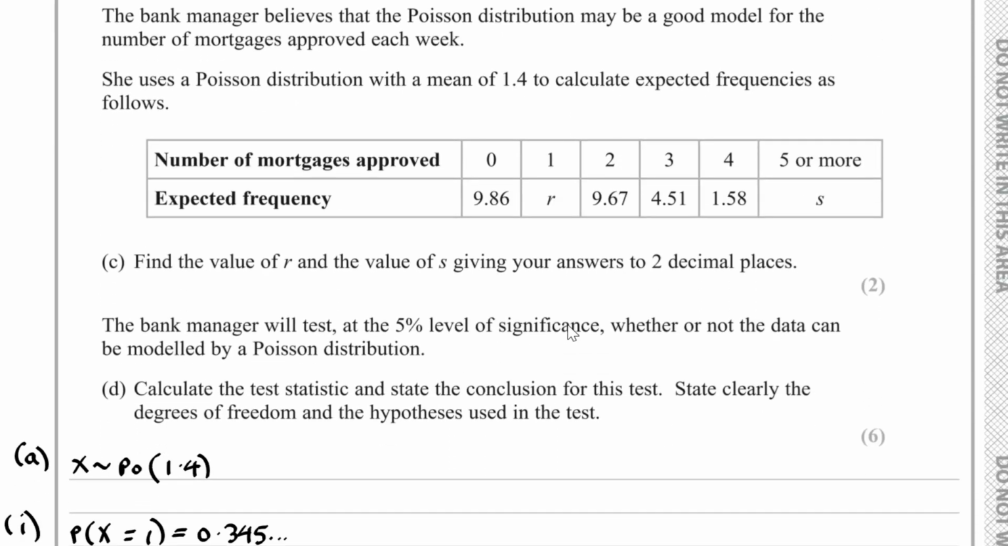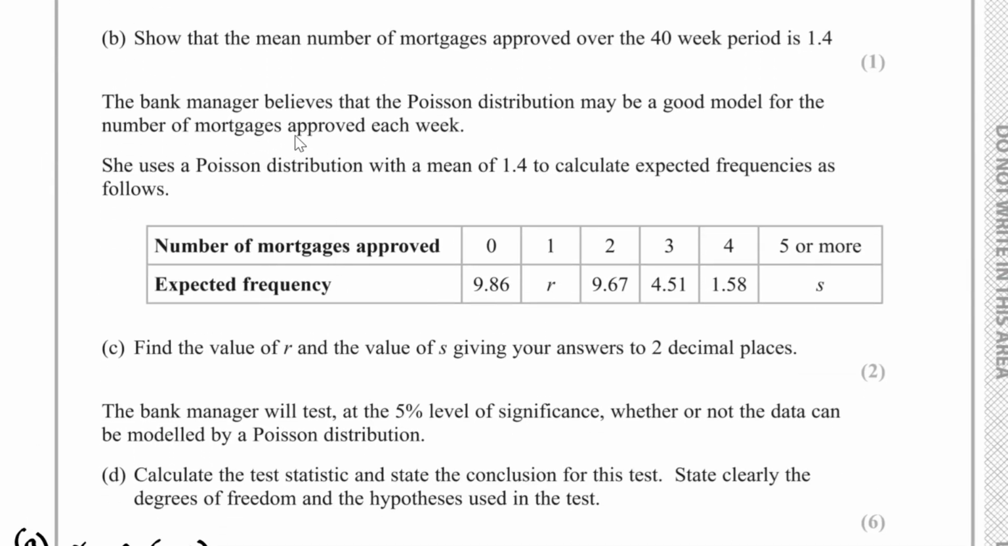Now for part C, the bank manager believes that the Poisson distribution may be a good model for the number of mortgages approved each week. She uses a Poisson distribution with a mean of 1.4 to calculate the expected frequencies as follows. So we've got the number of mortgages approved, and then we've got the expected frequencies shown here. We have to find the value of R and the value of S, giving an answer to 2 decimal places. Okay, so for this question, what we can do over here is create a new table.